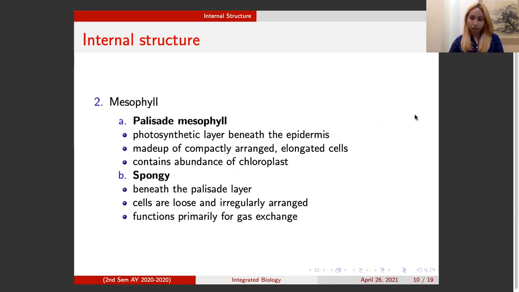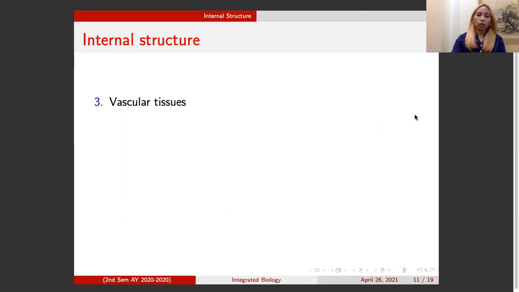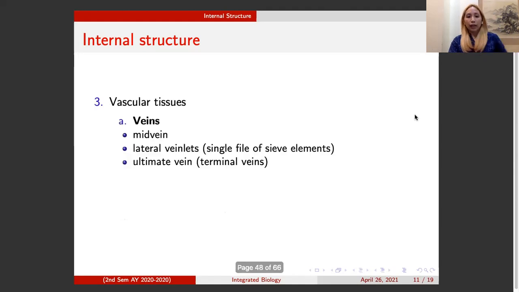Okay. All right. So discuss muna natin yung vascular tissue before we go into the figure, because you can also see the veins in the figure. Now, the vascular tissue are basically the veins of the leaves, right? So you will notice these veins are arranged in such a manner that there is one big mid vein. And this is called mid vein because it is in the middle. Okay, so mid vein, and then from a mid vein normally comes out lateral vein.